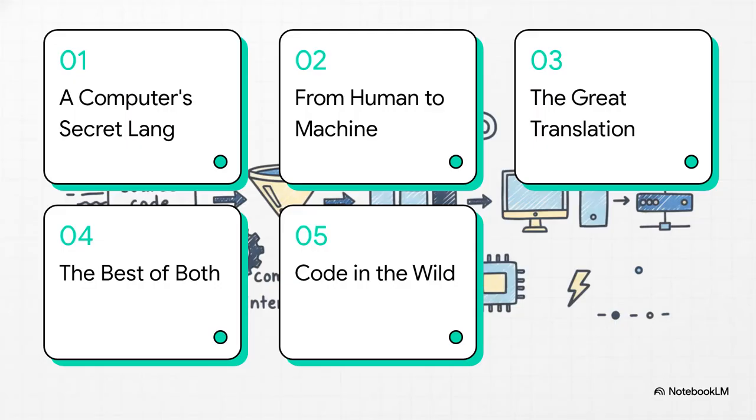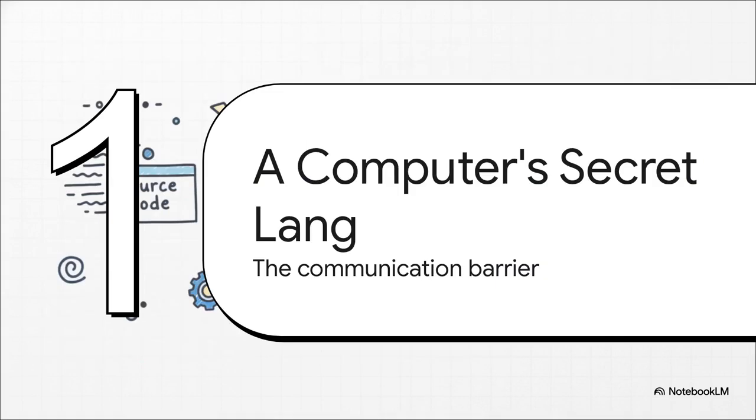So, here's our game plan. We're going to start with the computer's native tongue, its secret language. Then, we'll talk about the bridge we build from our world to the machines. After that, we dive into the main event, the two big translation methods. We'll even look at a cool modern hybrid. And finally, see how it all comes together in the real world. All right, let's kick it off.